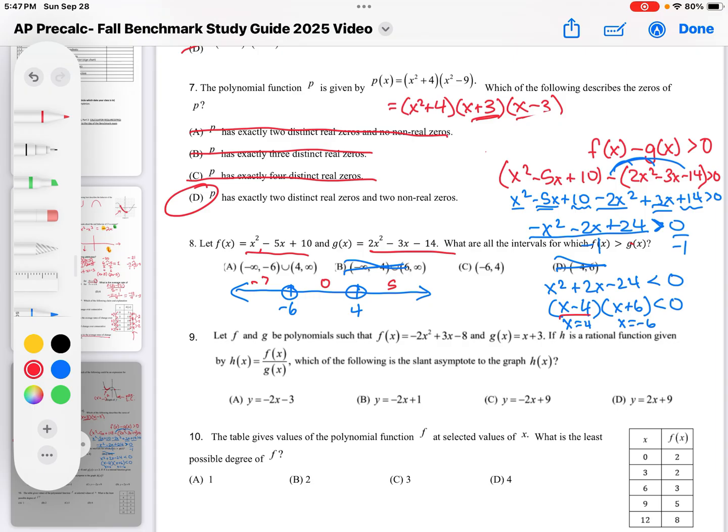I have two factors to check them in. So let's see, -7 minus 4 is clearly a negative. -7 plus 6 will also be a negative. And when you multiply two negatives, you get a positive. We need our inequality to be less than 0, so that interval doesn't work, which means A isn't the answer. It's going to have to be C.